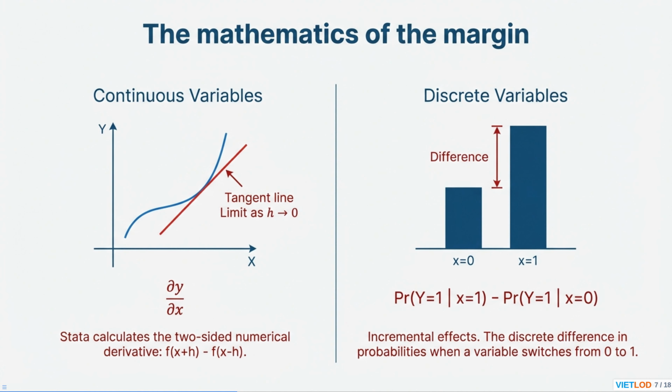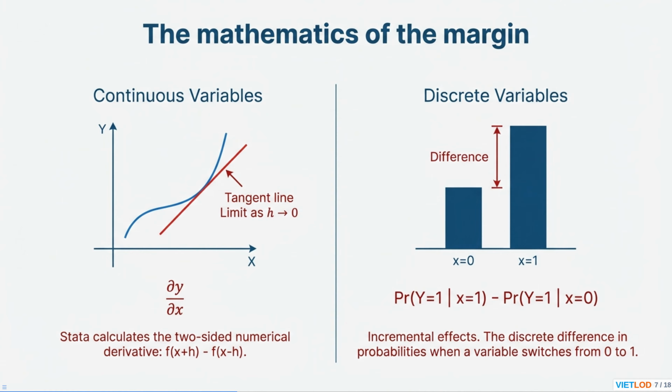The mathematics behind marginal effects vary depending on whether we're dealing with continuous or discrete variables. For a continuous variable, like age or experience, the marginal effect is precisely the partial derivative of the predicted outcome with respect to that variable. This represents the instantaneous rate of change, or the slope of the tangent line at a given point on the function. Stata calculates this using a two-sided numerical derivative.